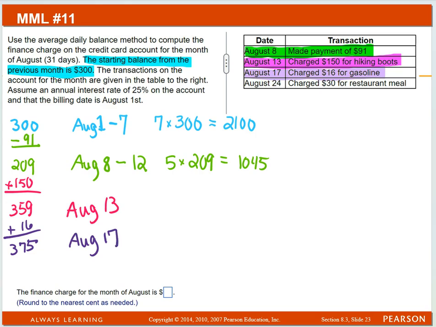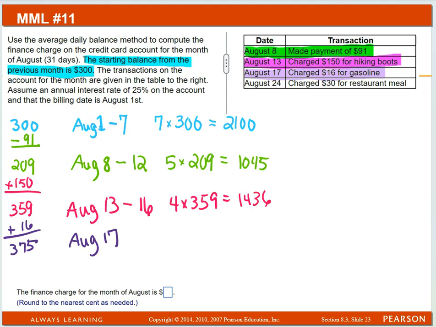So that means the pink goes from August 13th to August 16th, because on the 17th, your balance changes. So 13, 14, 15, 16, that's 4 days. Right? 13, 14, 15, 16. So for 4 days, you have a balance of $359. And that comes out to be $1,436.